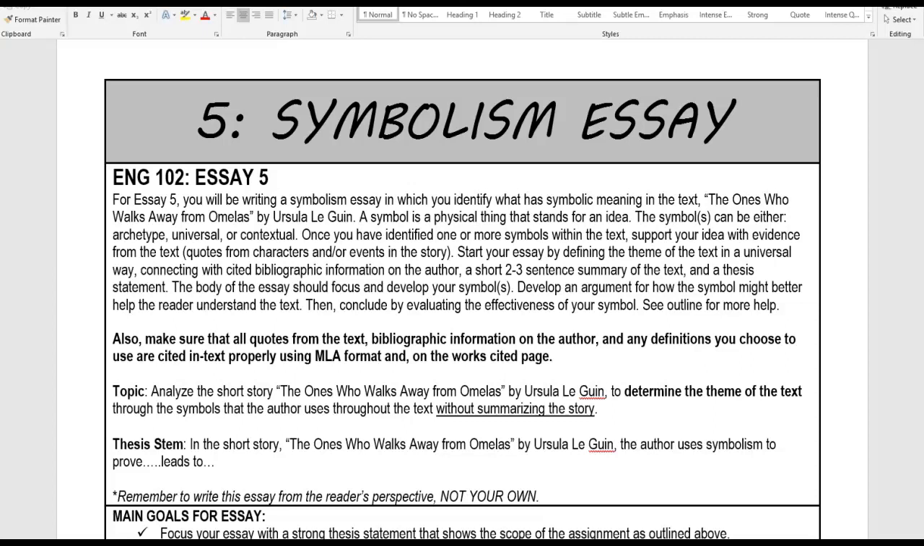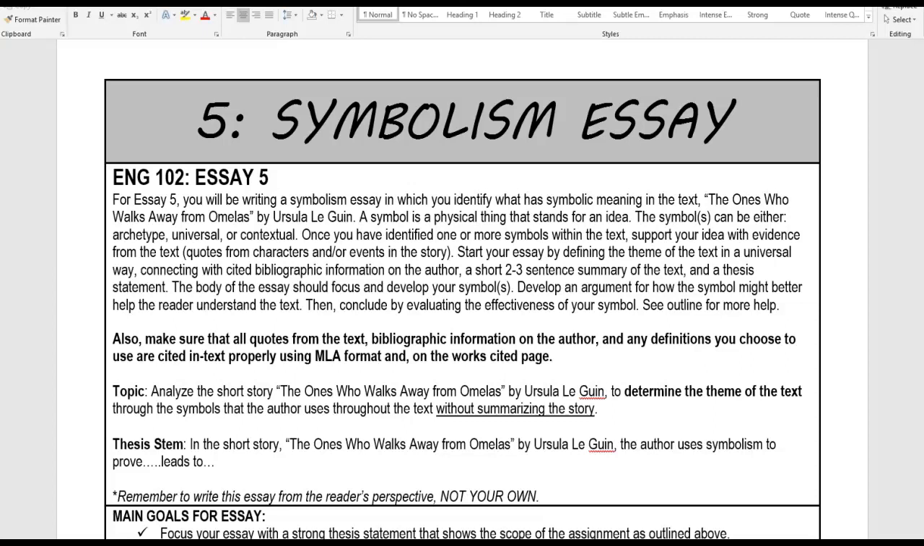In the same way we put up a hand when we say stop, or we put our finger over our mouth when we want someone to be quiet. A symbol, remember, is a physical thing that stands for an idea, the way a rose stands for spring or love, or a lamb stands for sacrifice. The symbols can be either archetype, universal, or contextual.